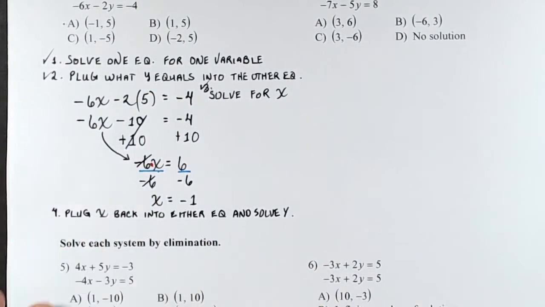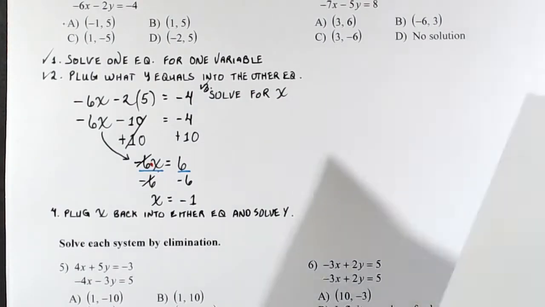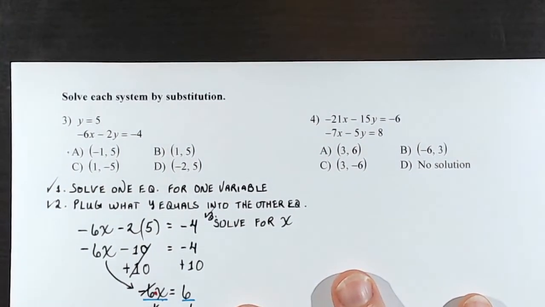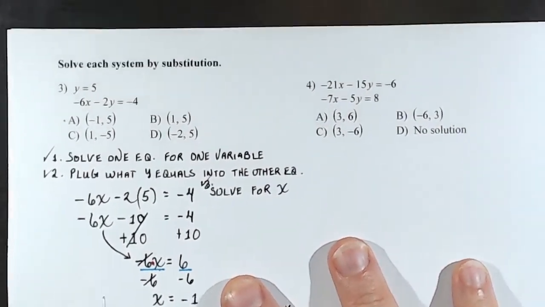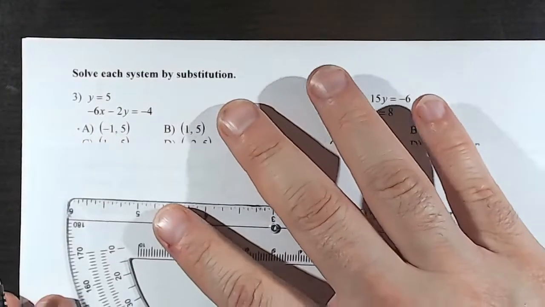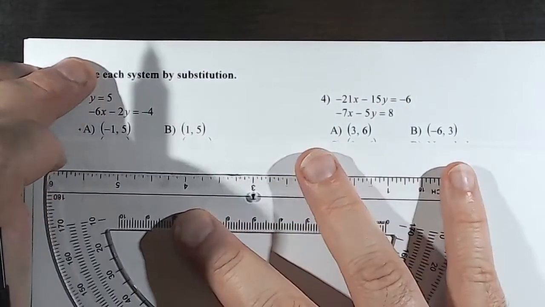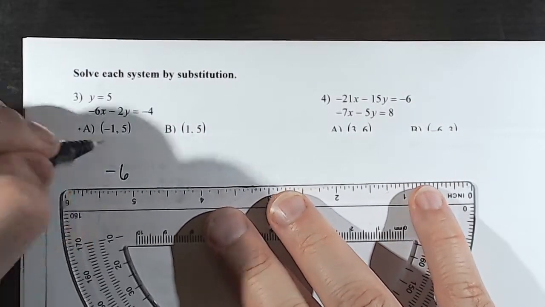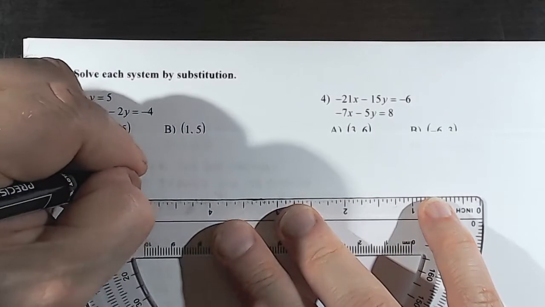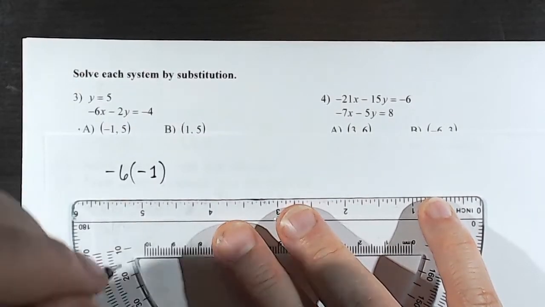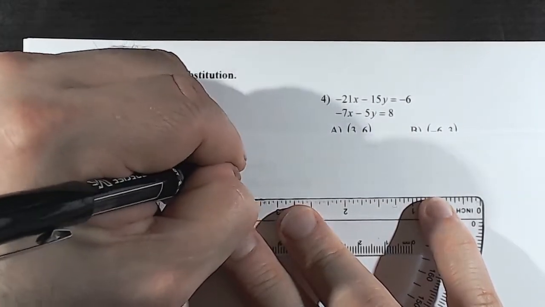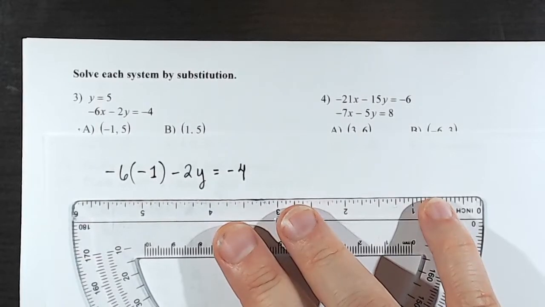Okay, so here I've run out of room on my paper, so I'll bring in the scratch paper. We have to find an equation that contains x. All right, so you can't plug it into the top equation. We can only plug it into the bottom equation. And we saw that x is -1, so I'll write -6, open parentheses, -1, close parentheses, minus 2y equals -4.